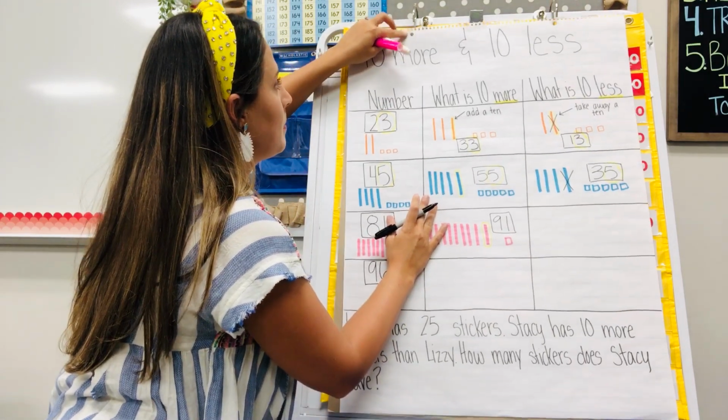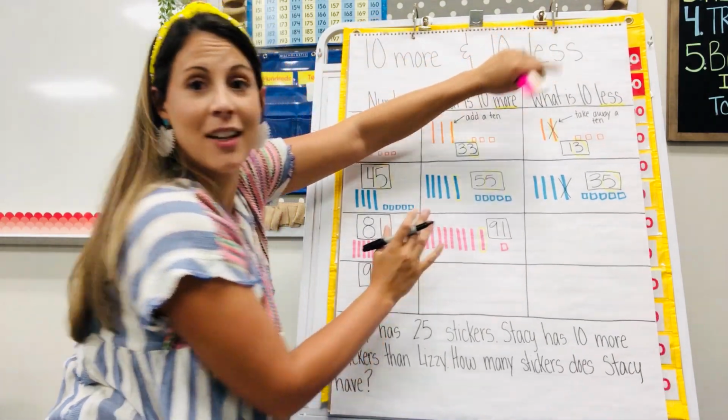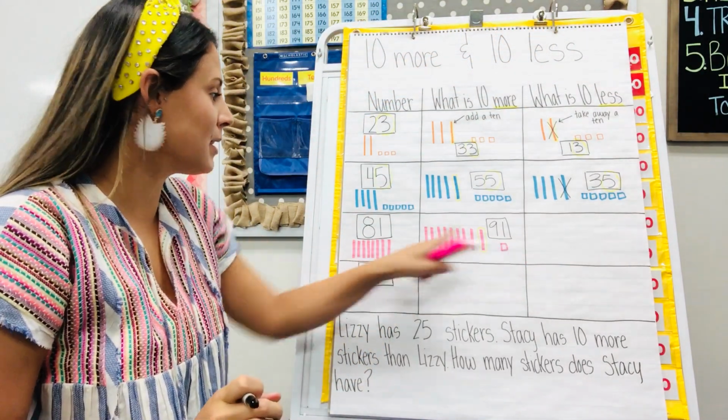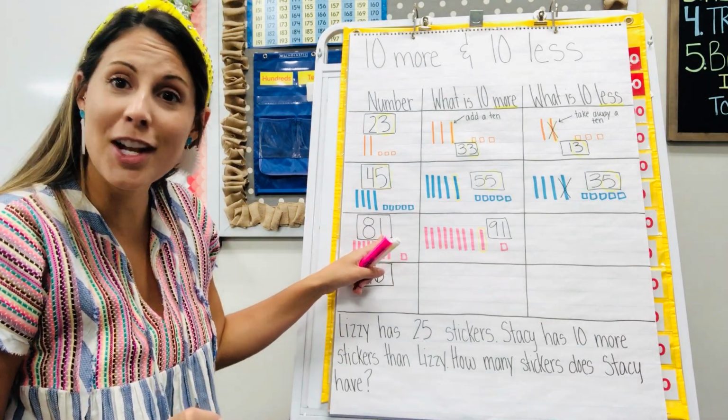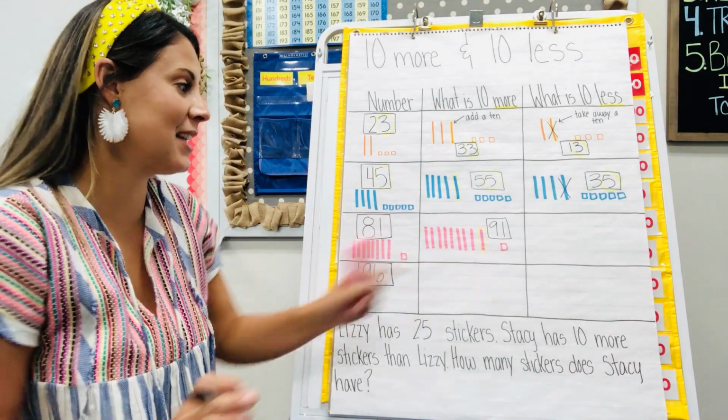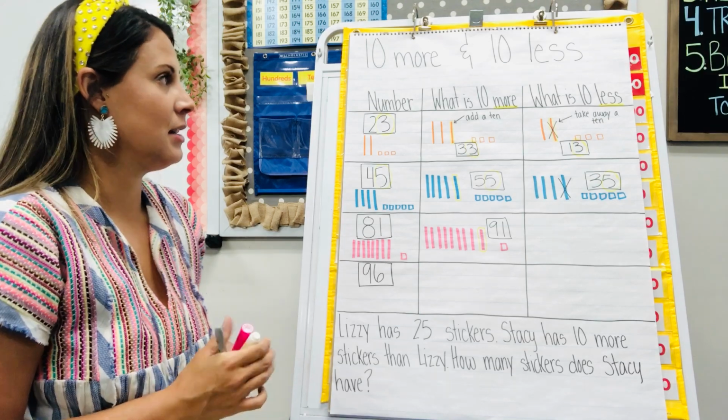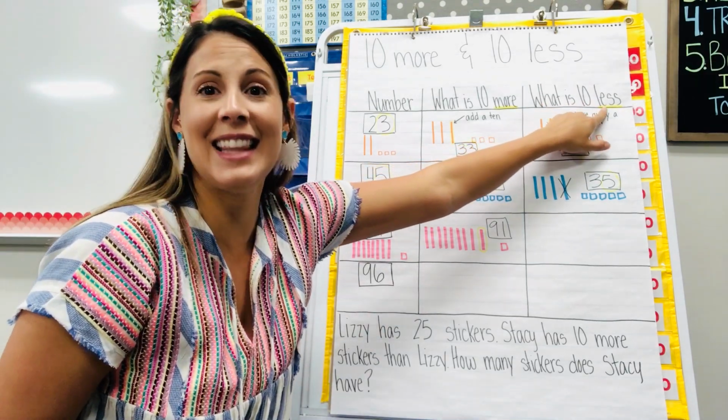Did our ones place change? Our ones place stayed the same. We don't touch our ones. We just added a 10. 10 more. Now this column, what is 10 less?